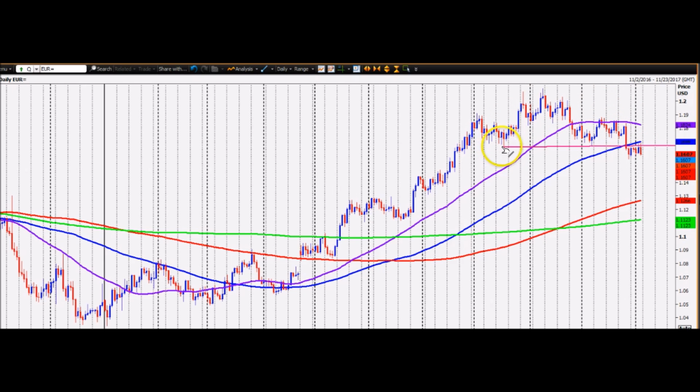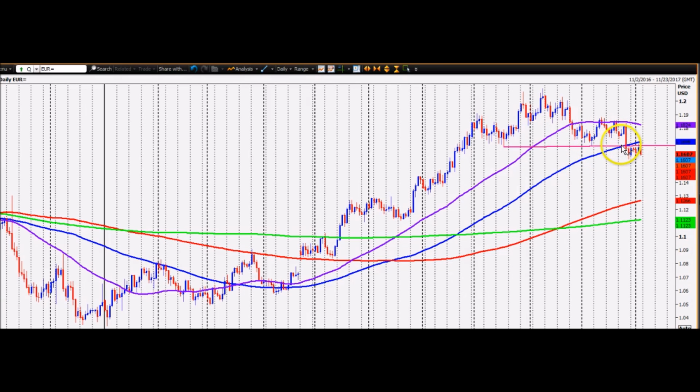What you do is you join up the troughs of the shoulders. You join them up to get the neckline, and there you go. There's your neckline. And this one's also quite interesting because look, we've got a shoulder, head, shoulder, a smaller head and shoulders pattern within the head, which is very interesting and does happen.